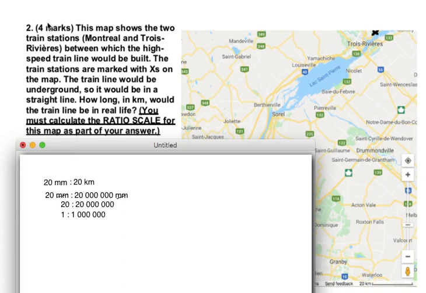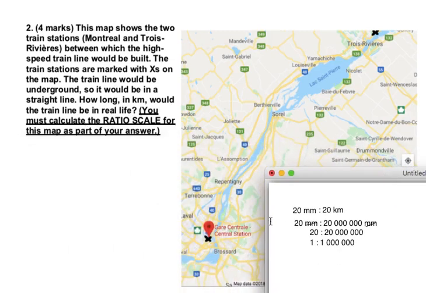Okay, so if you notice in this question, it was saying you got to find how long in kilometers would the train line be in real life if it were to go from this black X here, as it tells you in the problem, to this black X here. That's what the task is asking you to do. It does require that you calculate the ratio scale as part of your answer. That's what we just did here.